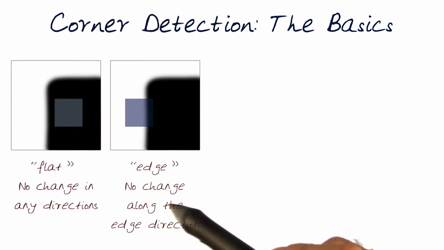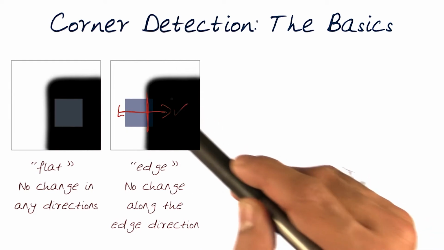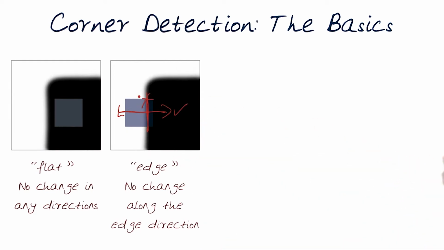So no change along the edge direction, but yes, a lot of change in this direction, but not in this direction. So that doesn't give me the characteristic I want. We looked at this in the previous example of the Picasso image, and we noticed that too.